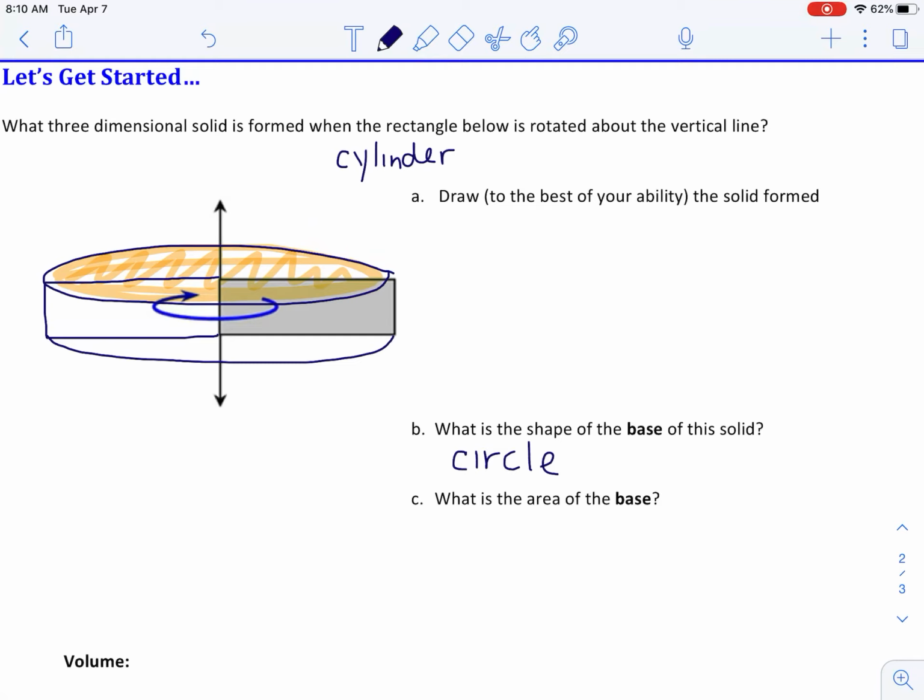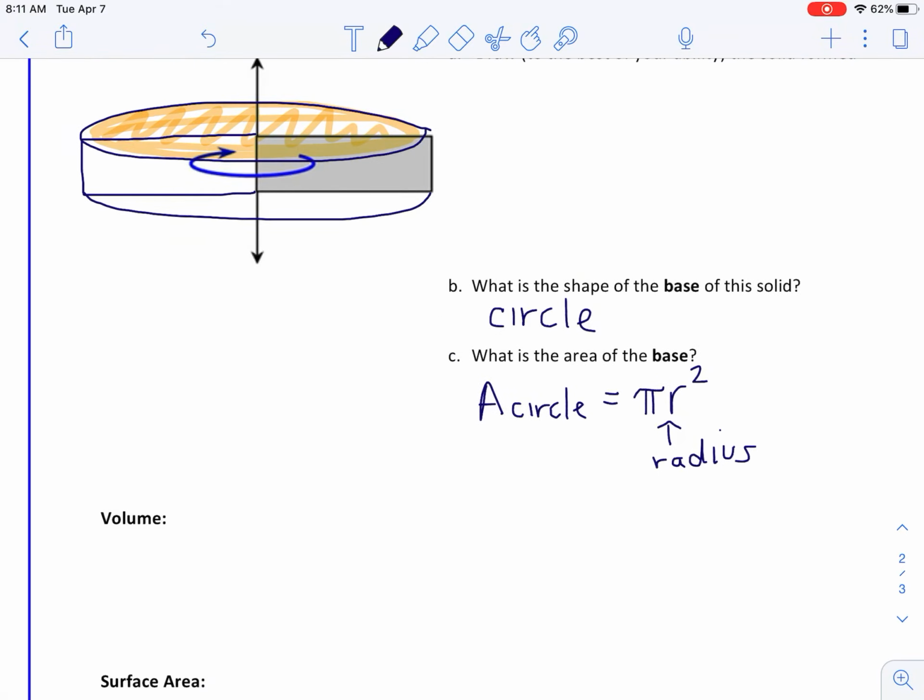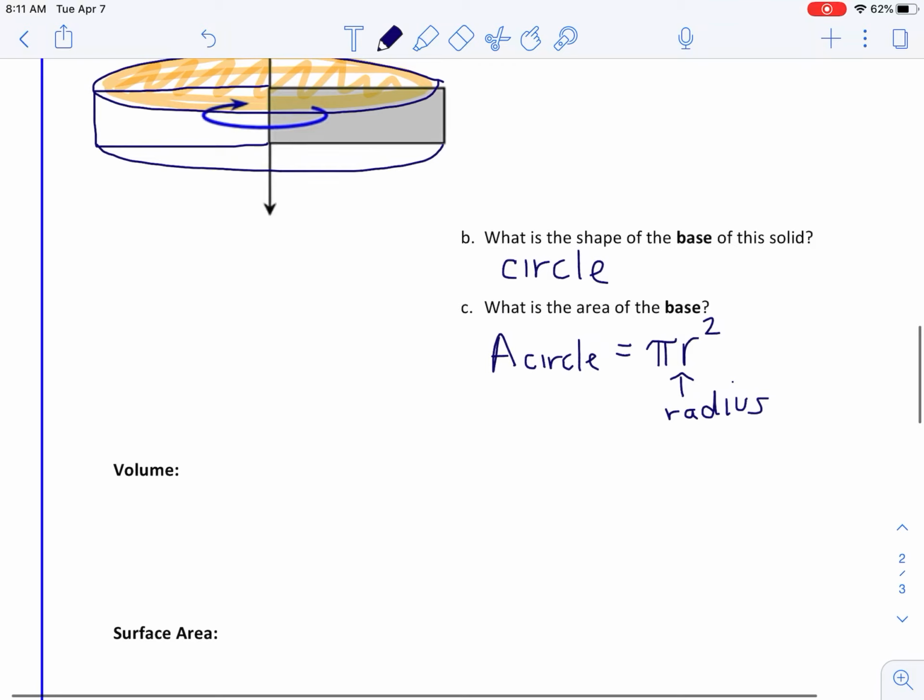And hopefully, just as a quick review, what's the area of a circle? The area of a circle is pi r squared, where r is the radius. And pi is just the number 3.14159. Some of you memorized a lot more of that in middle school. Okay. Are you guys with me?